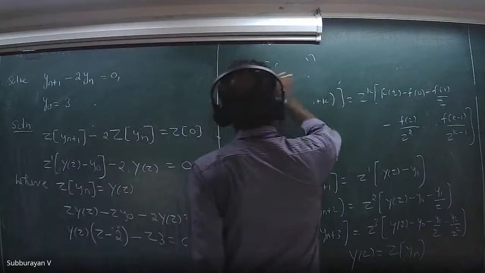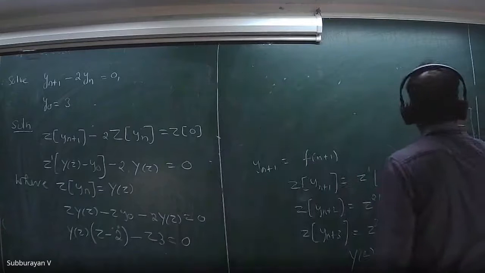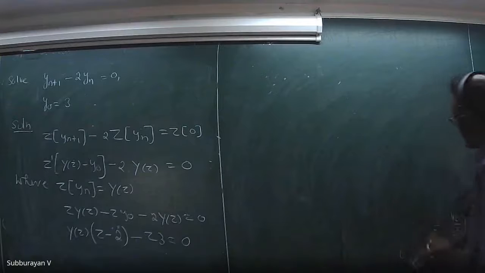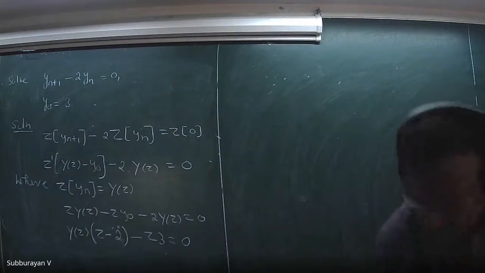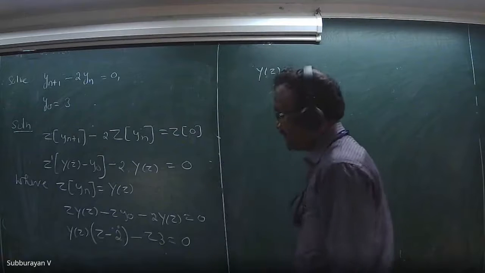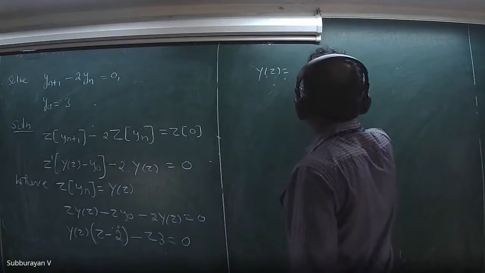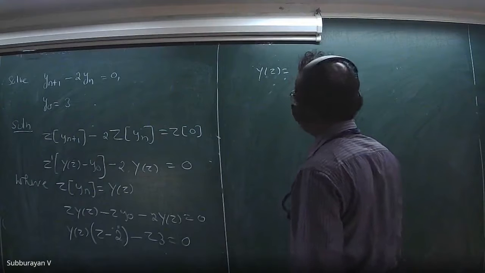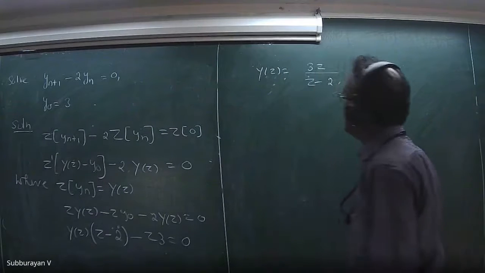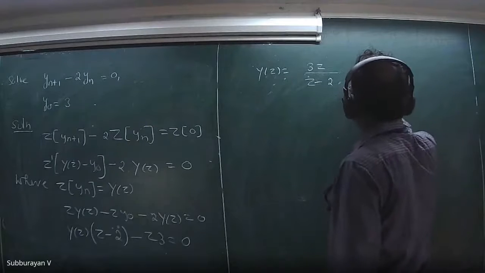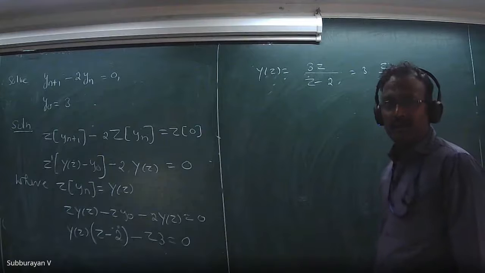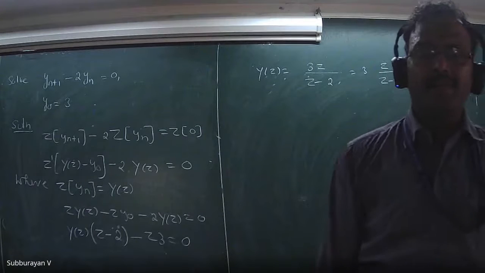Okay, then see, therefore our Y(z) is 3z divided by z minus 2. That is 3 times z divided by z minus 2. I want to find y(n).